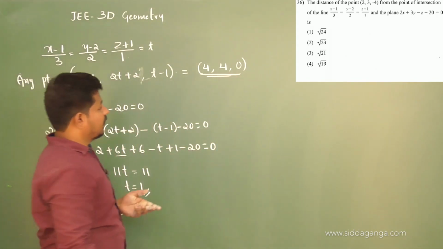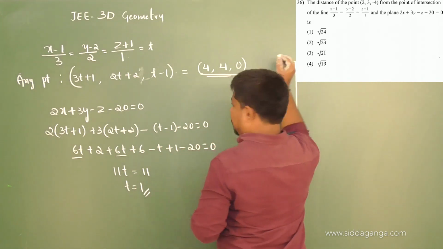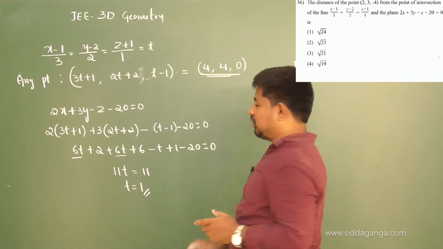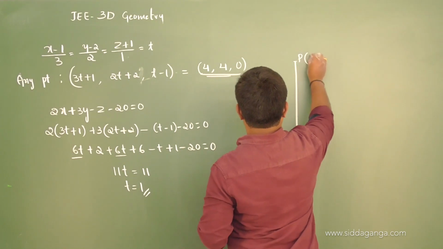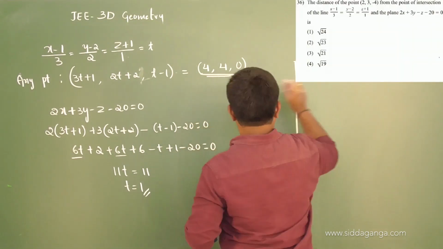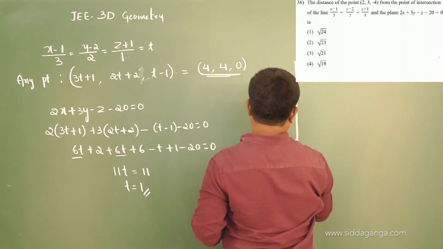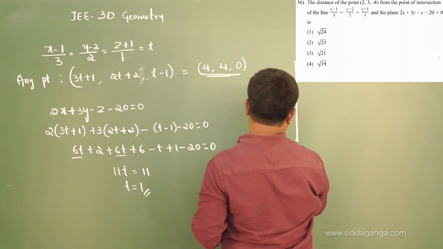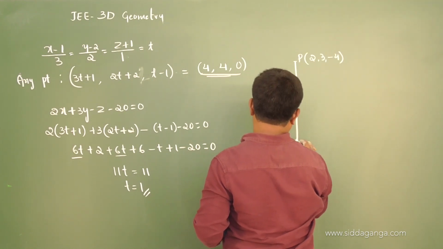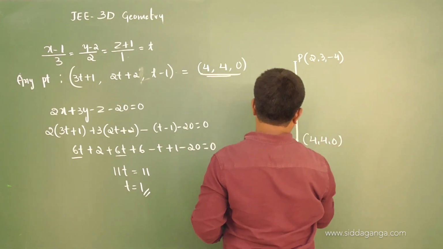So now you have to find the distance between them. Let me take P as 2, 3, minus 4. And this is the point of intersection of the line and the plane, that's what we have got, 4, 4, 0. So distance between these two.